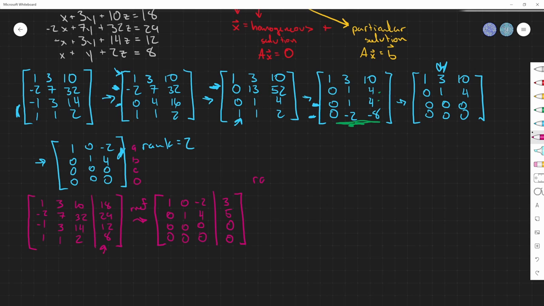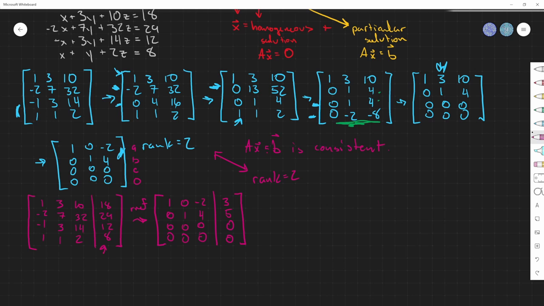And so we have here that the rank is equal to 2. We know that these two are the same, so that means AX is equal to B is consistent. Consistent, I think that's how you spell it. And so now we want to find the particular solution, or not the particular solution, the solution.